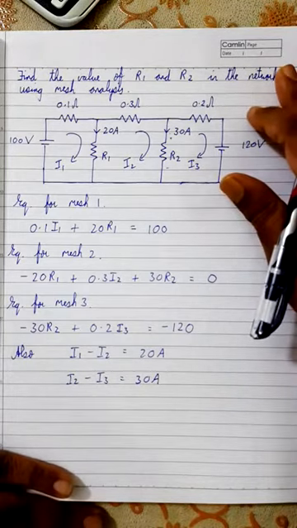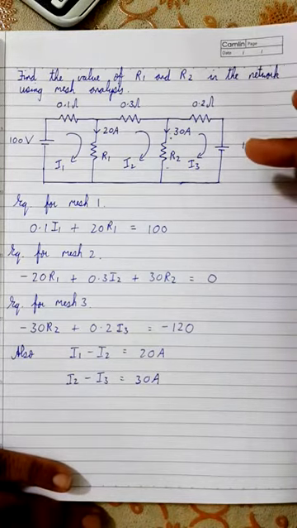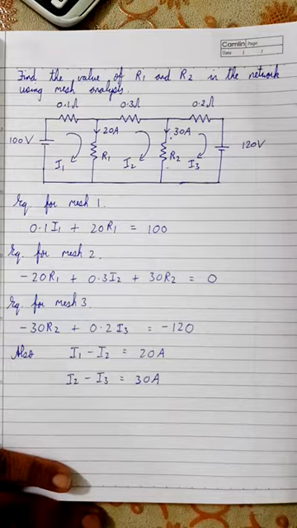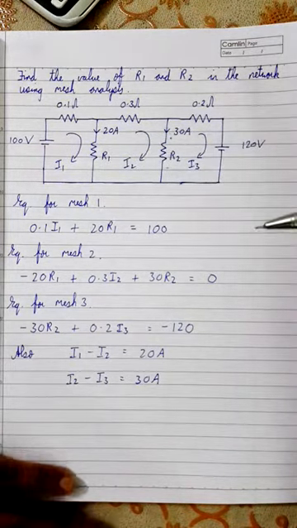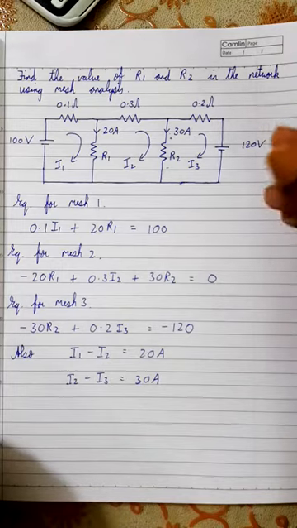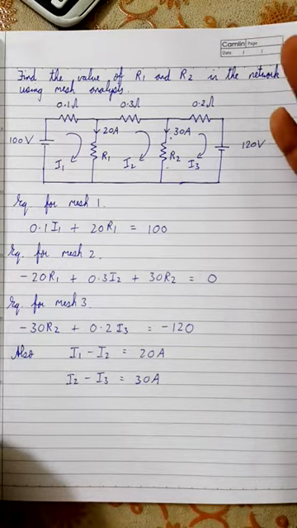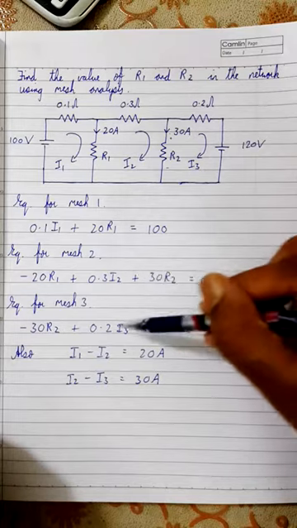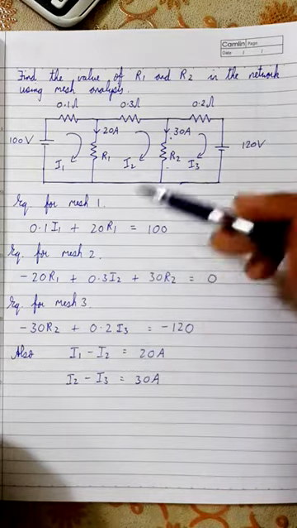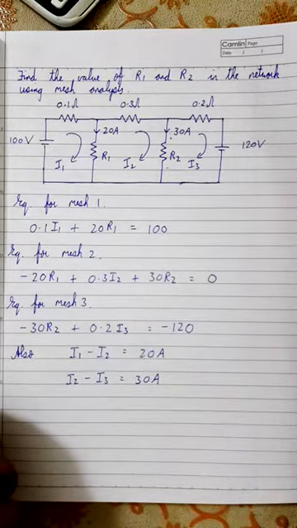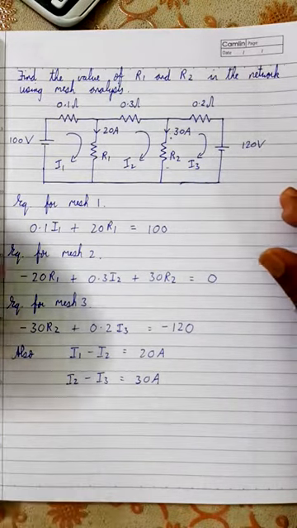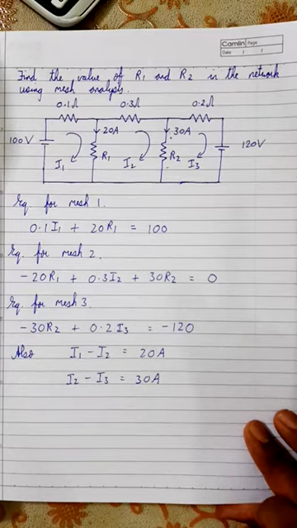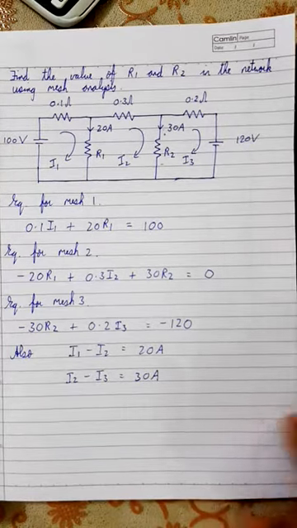So how many unknown variables are there? I1, I2, I3, R1 and R2, which means there are 5 unknown variables. 5 unknown variables means you should have 5 equations: 1, 2, 3, 4, 5. So you have 5 equations, and now you can solve for R1 and R2. I am going to solve like how I solved the previous problem, exactly that.